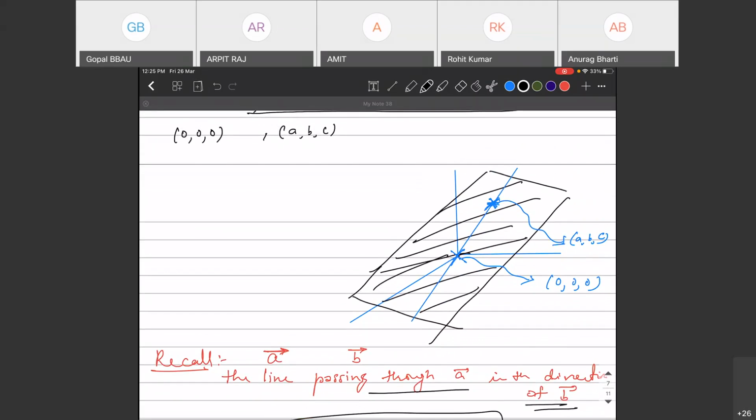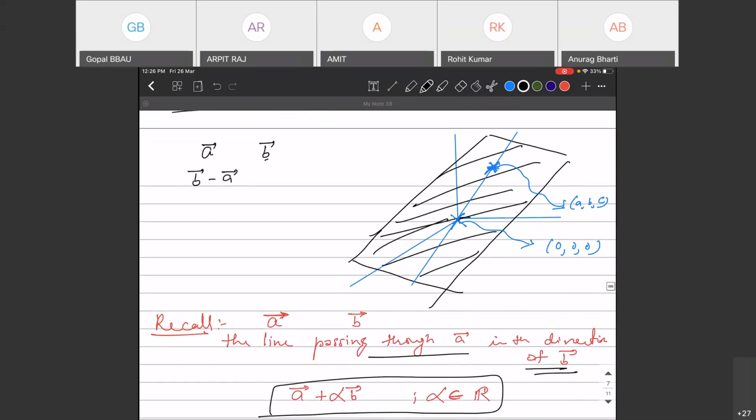If you have a vector A and a vector B, how do you find the direction of the line passing through A and B? That is B minus A. Correct? Do you remember this? Hello? So here my A is the origin, B is (a, b, c), so it is (a, b, c) only.